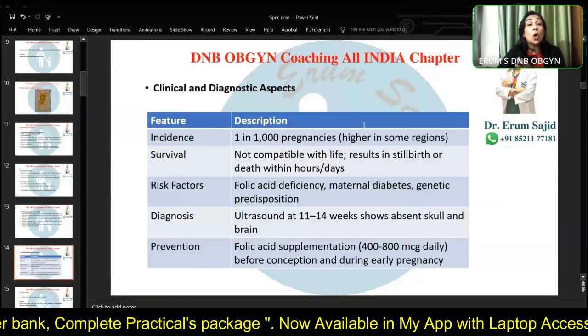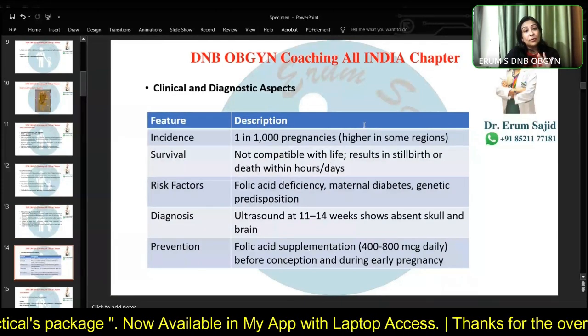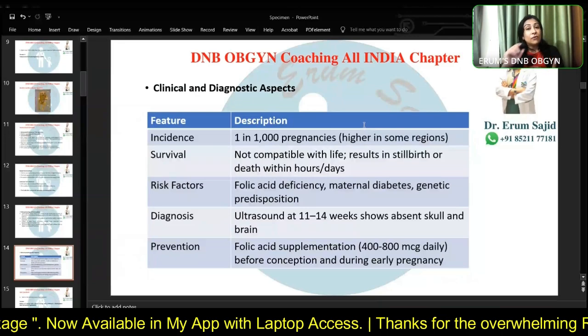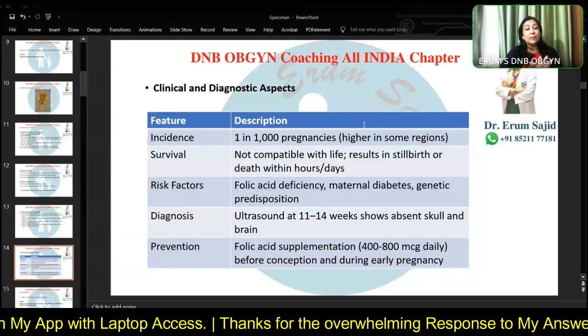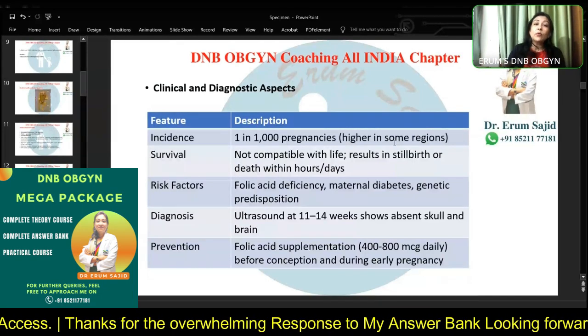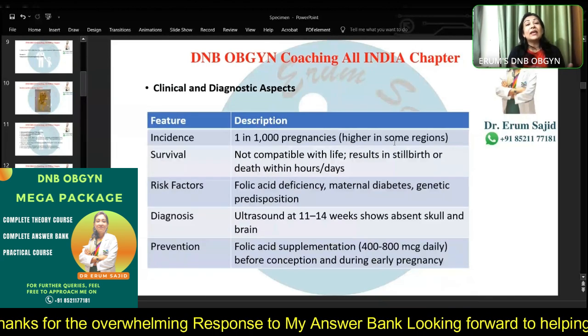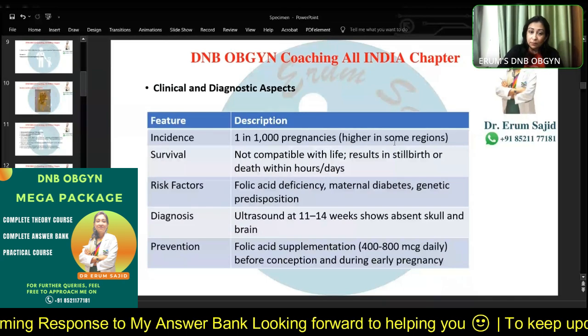Such babies do not survive. Let me tell you that. No matter how long you keep them in the womb, they'll keep growing, but they will not survive till the end. So it's not compatible with life, right? It results in stillbirth or death within hours or days. It'll keep growing till the end. The heartbeat will stay, but it can die anytime in the womb or immediately after the birth.